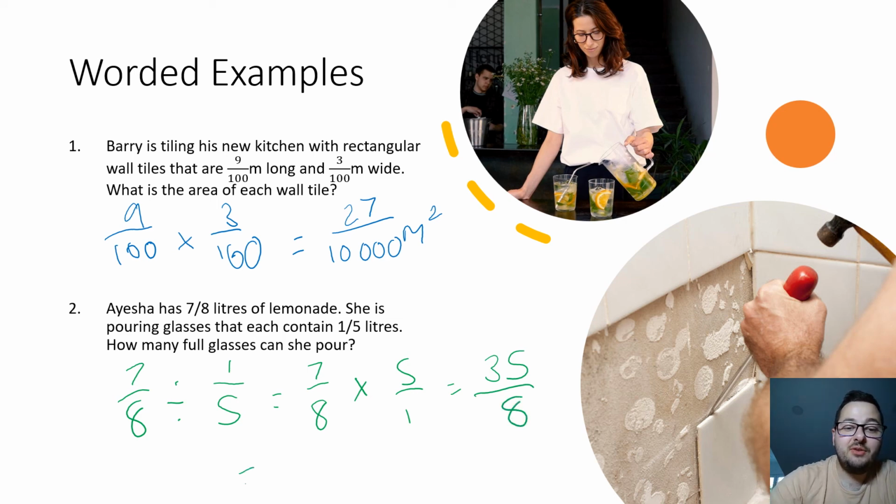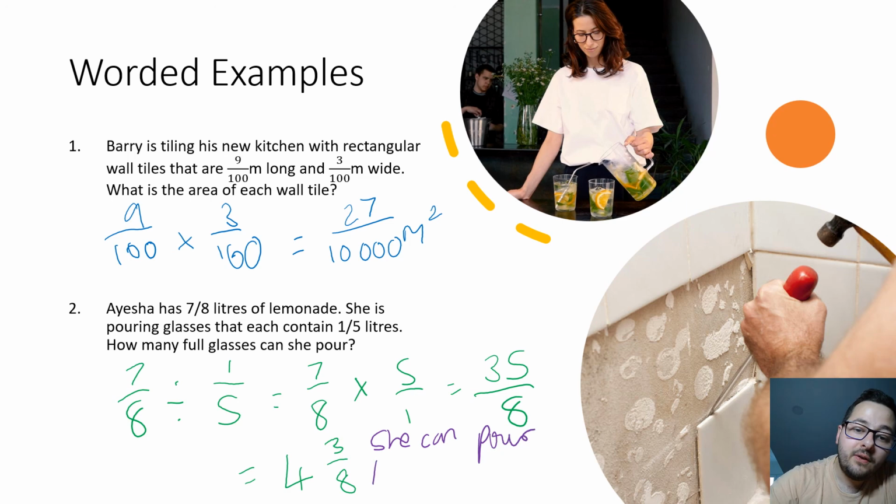And then if we change that into a mixed number, 35 divided by 8 is going to be 4, remainder 3. So the question asks, how many full glasses can she pour? Well, she's not quite got to 5, has she? So she can pour 4 full glasses.